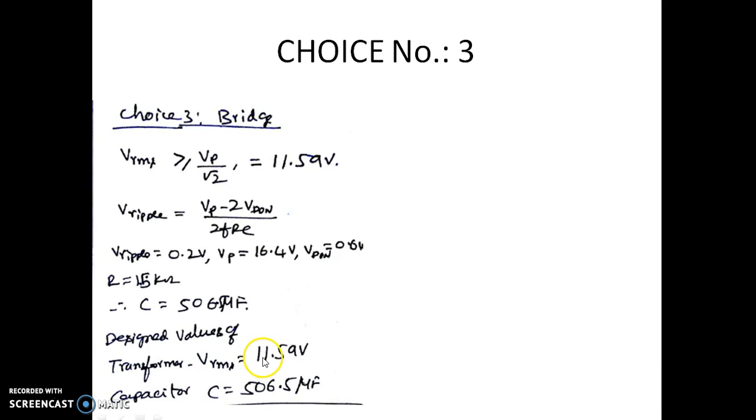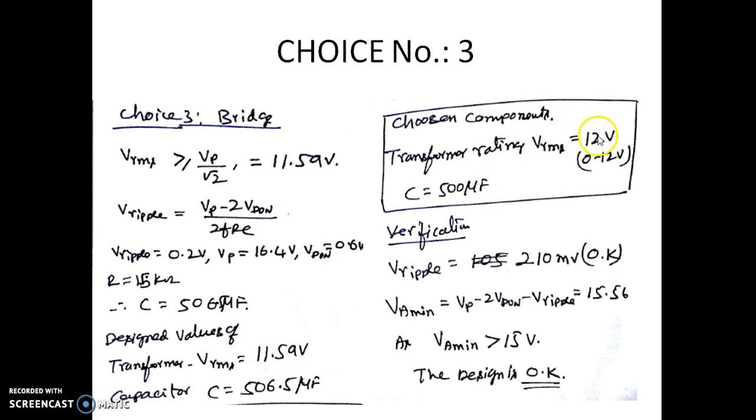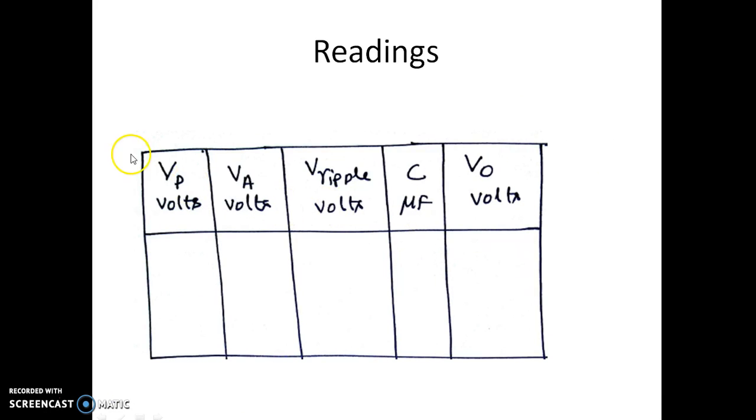So we'll go for the nearest possible value, which is 12 volt. Now you can see in the full wave rectifier we actually used 12-0-12. Now 0-12 is sufficient. The value of C happens to be close to 506, so it is 500 microfarad. Let us verify with these values of transformer rating and capacitor. The Va happens to be 15.56, which is certainly more than 15, and we have a ripple voltage around 510 millivolt, which is not close to the 200 millivolt our specification is. So these are the readings we are supposed to tabulate.